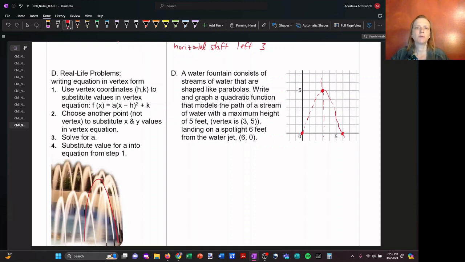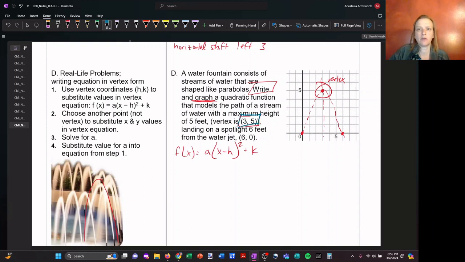Now, we're not just supposed to graph this quadratic function. We're supposed to also write a quadratic function. And we know the vertex, and so we should be able to make a pretty good stab at this equation. F of x equals a(x minus h) quantity squared, plus k. Well, I know my vertex is h comma k. So if my vertex is at 3 comma 5, then I should be able to plug in my values.